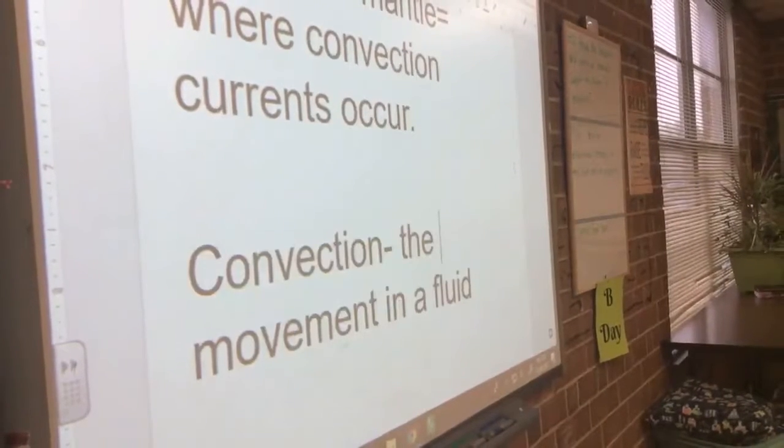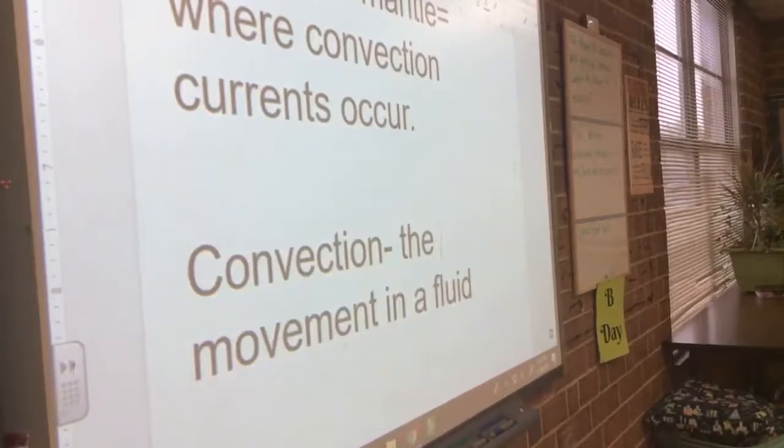Next word is convection. Again, this is something we talked about in 6th grade as far as heat transfer: conduction, convection, radiation. Those 3 words kind of ringing a bell? Ooh, I hope so. So convection is when you have movement in a fluid due to heat. It could be a fluid gas or a fluid liquid.